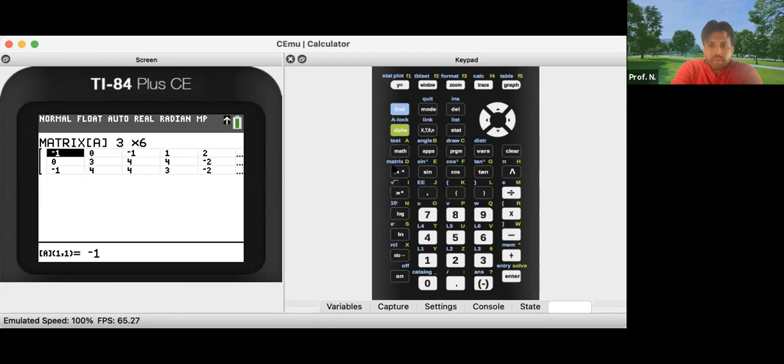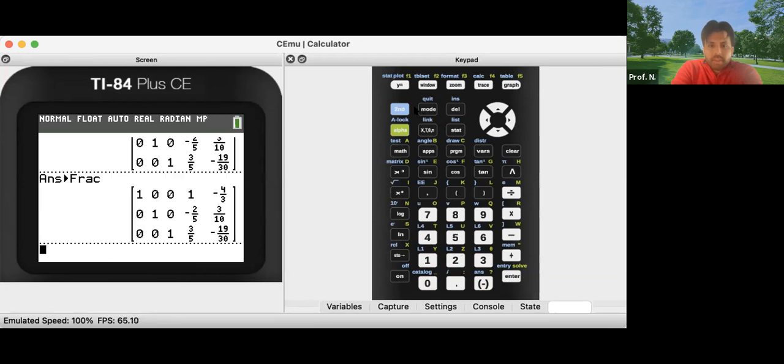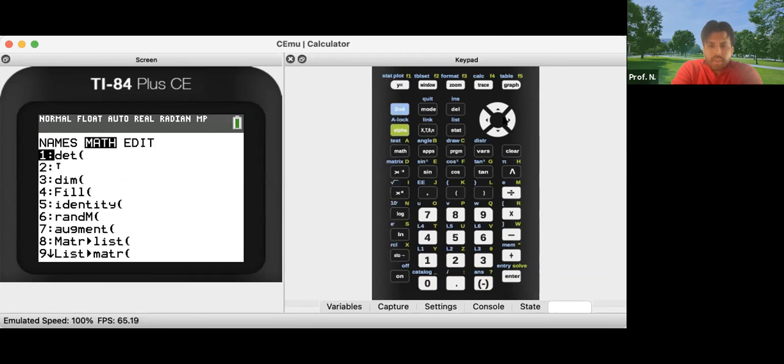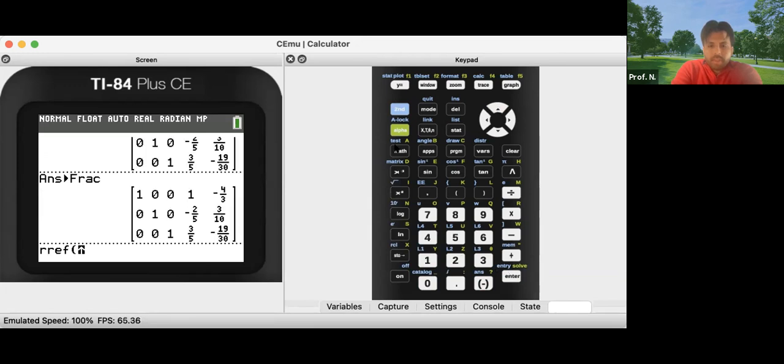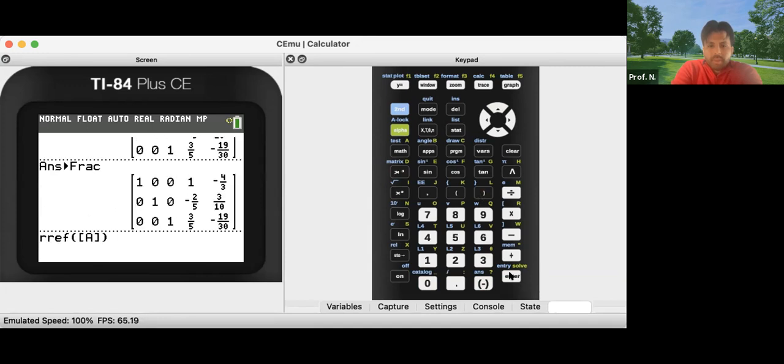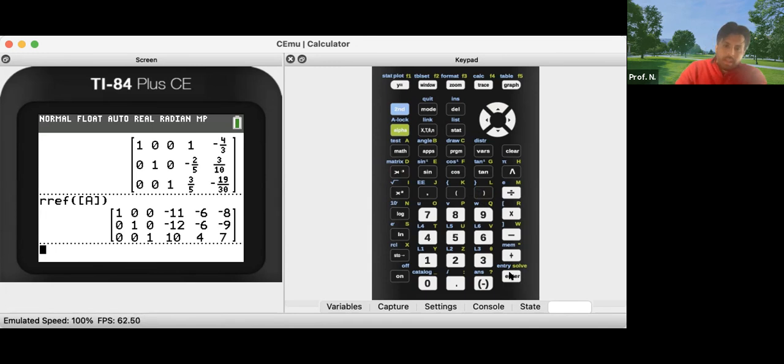Okay, and so then when I do row reduced echelon form on this second matrix, math, row reduced echelon form option, matrix A, close parentheses, this is what I get. I get negative 11, negative 12, 10, negative 6, negative 6, 4, negative 8, negative 9, 7. So this is the proposed T2 new.